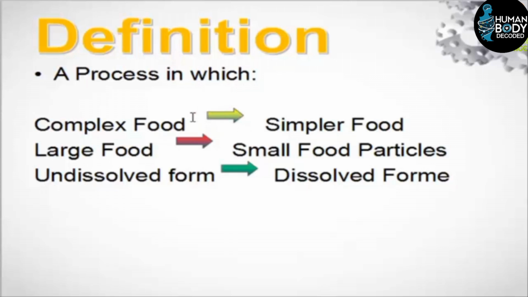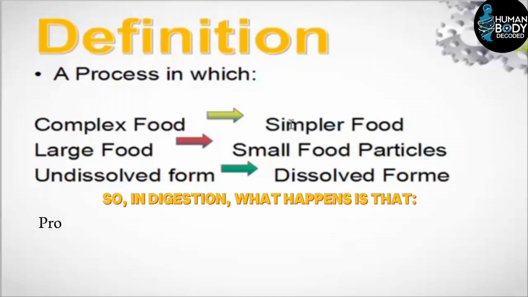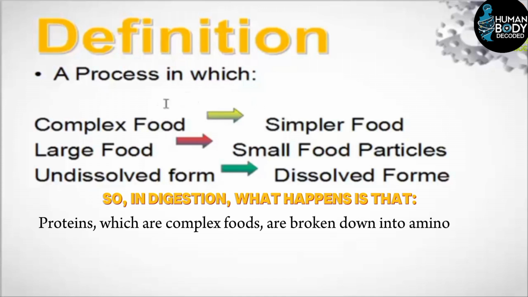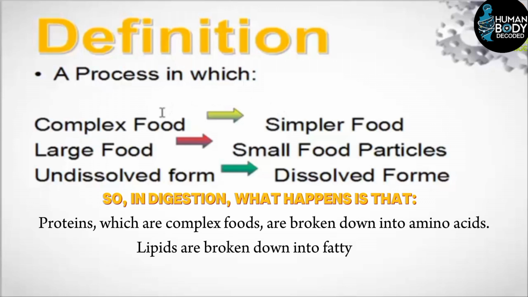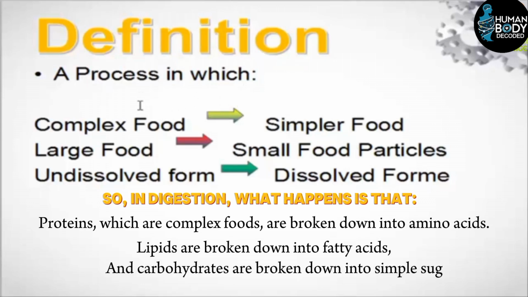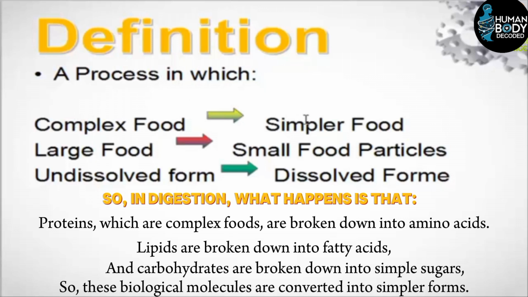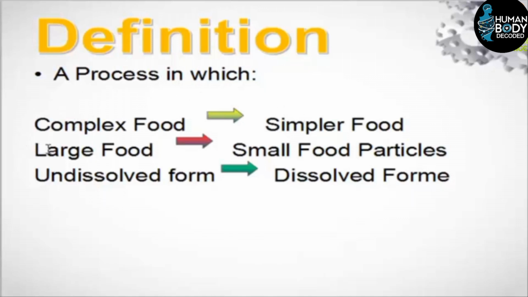We consume these foods. So, in digestion, what happens is that proteins, which are complex foods, are broken down into amino acids. Similarly, lipids are broken down into fatty acids, and carbohydrates are broken down into simple sugars. So these biological molecules are converted into simpler forms. The second point is that the food particles we eat are large. So large food particles are broken down into smaller ones.